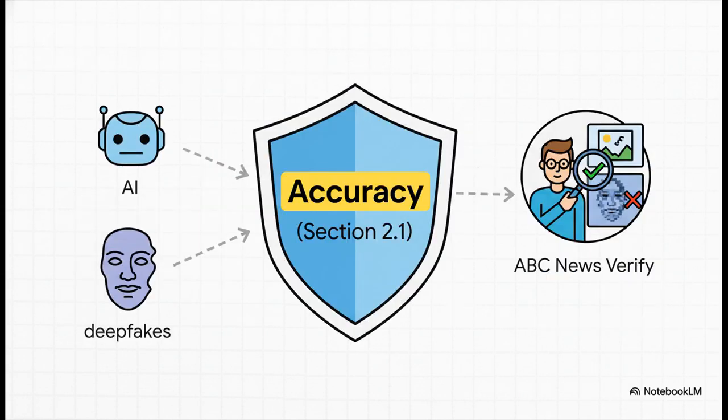Next up, the Code of Practice. The way you link this is by talking about emerging tech. You can explain that while the ABC is using AI for things like captioning, it still has to stick to Section 2.1, its absolute duty to accuracy. A perfect example of this is the ABC News Verify team. They use digital tools to spot things like deepfakes. This shows exactly how they make sure new technology doesn't break their ethical code.